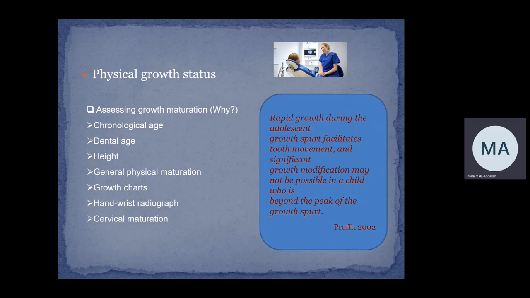Why is this important? Because rapid growth during adolescence growth spurt will facilitate tooth movement, right? And growth modification is possible if the patient attended your clinic during his growth spurt, and it's not really an option if the patient is beyond the growth spurt. So again, this will affect your treatment plan and the appliance that you're going to be using.